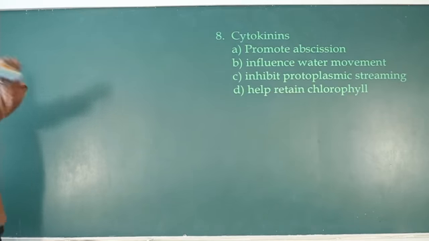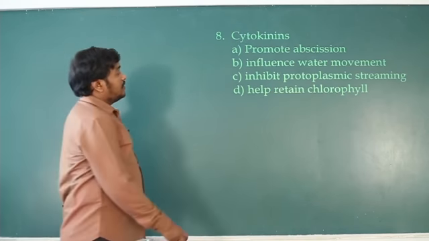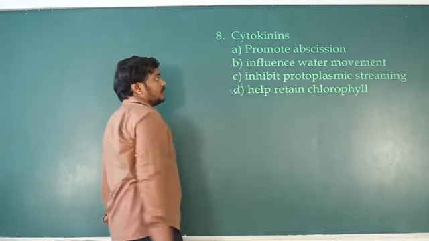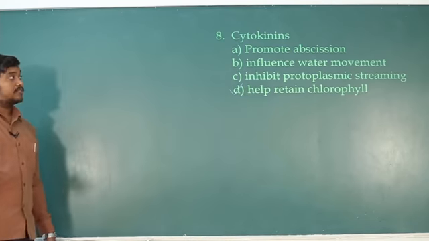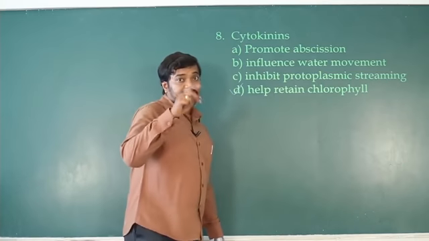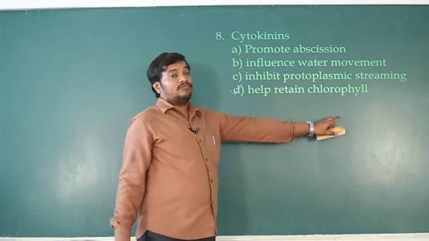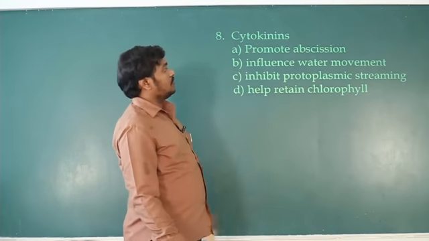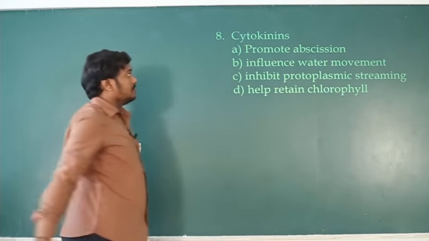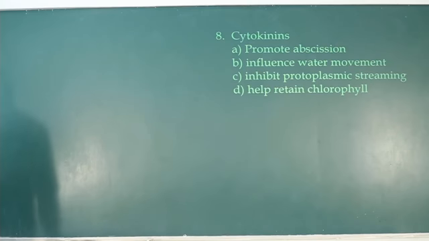So cytokinin promote abscission, influence water movement, inhibit protoplasmic streaming, help retain chlorophyll. So cytokinin helps in retaining the chlorophyll. It can act as an antagonist to the function of abscisic acid and ethylene. Abscisic acid promotes the degradation of chlorophyll, whereas cytokinin tries to retain the chlorophyll, and even helps the synthesis of chlorophyll. So this is the right answer. D is the right one. Okay. So next question.